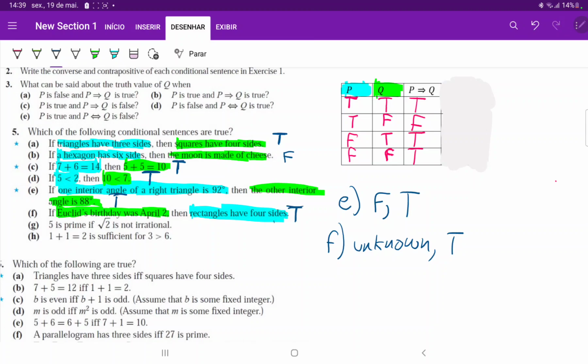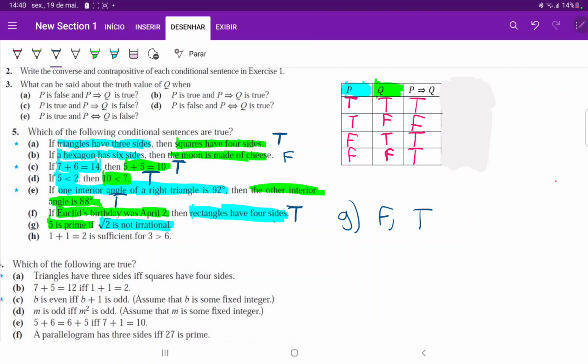So we can say that this is true. Now this is a little bit trickier too, item G, because we're saying here, if square root of 2 is not irrational. So just be careful, because the thing that comes after the if is our P, and this over here is our Q. So be very careful with your interpretation. For this one, we have, if square root of 2 is not irrational, then 5 is prime. So for item G, P, square root of 2 is not irrational. Well, this is false because square root of 2 is irrational. We cannot express it as a ratio of 2 integers. False. And Q, 5 is prime. This is true. So we have false, true. So the line that describes this is line 3, where P is false, Q is true, and therefore the conditional is true.